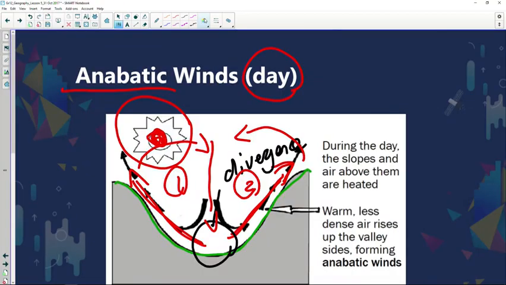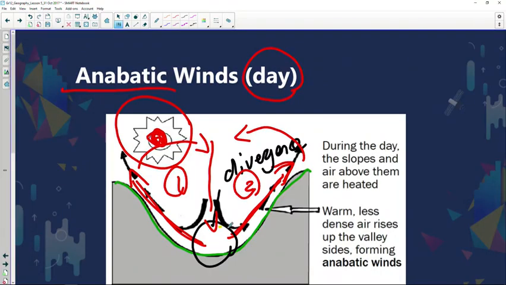As you can see over there, basically the surface heats up. What does air do when it warms up? It rises. Divergence is taking place in the bottom of the valley. How do the slopes heat up? Obviously through conduction. Because of the surface temperature, the air rises.